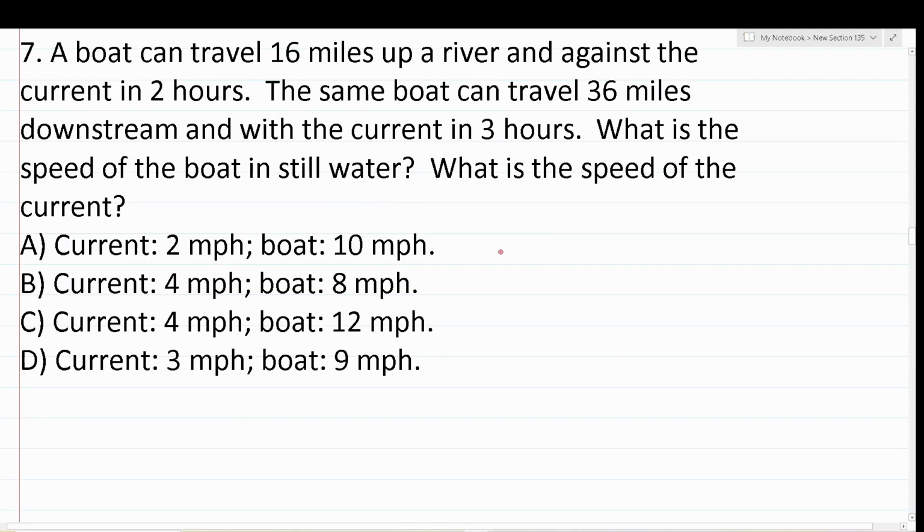All right, so number 7 says a boat can travel 16 miles up a river and against the current in 2 hours. The same boat can travel 36 miles downstream and with the current in 3 hours. What is the speed of the boat in still water? What is the speed of the current?